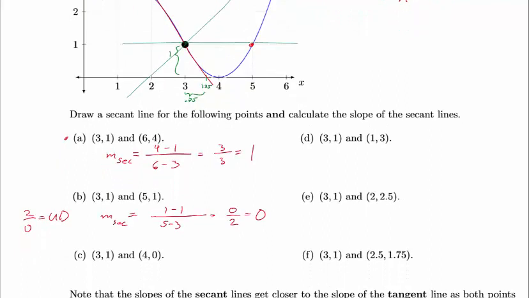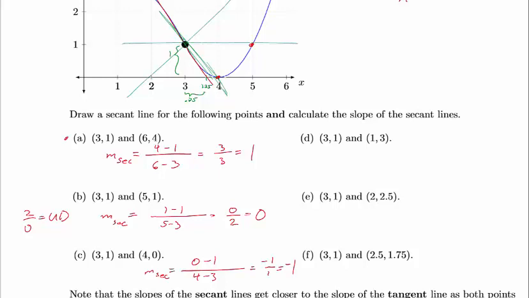Okay, so the next one, 3, 1, 4, 0. So 4, 0, that point is right there. And let's go ahead and draw our tangent line. Like so. You can see, it's not quite on the money, but it's definitely getting a lot closer. And so let's go ahead and calculate the slope of this particular secant line. So we have here 0 minus 1 over 4 minus 3. Again, just rise over run. And so we have a negative 1 over positive 1. That's a slope of negative 1.